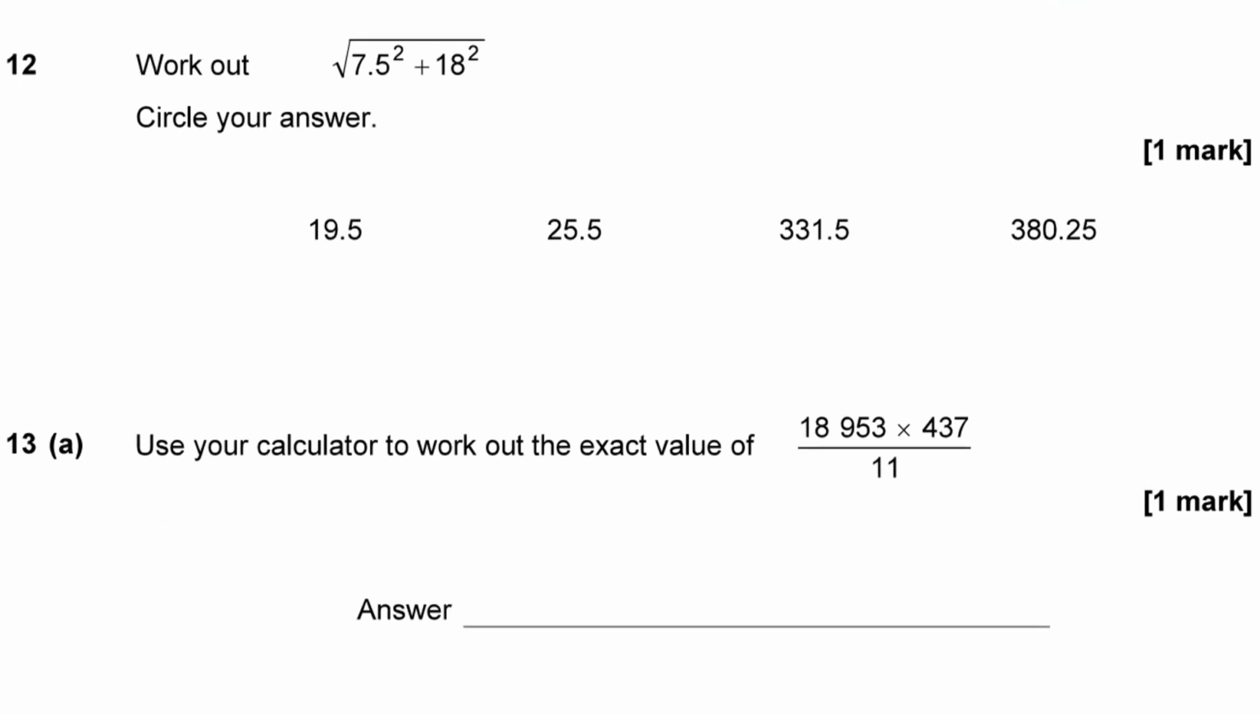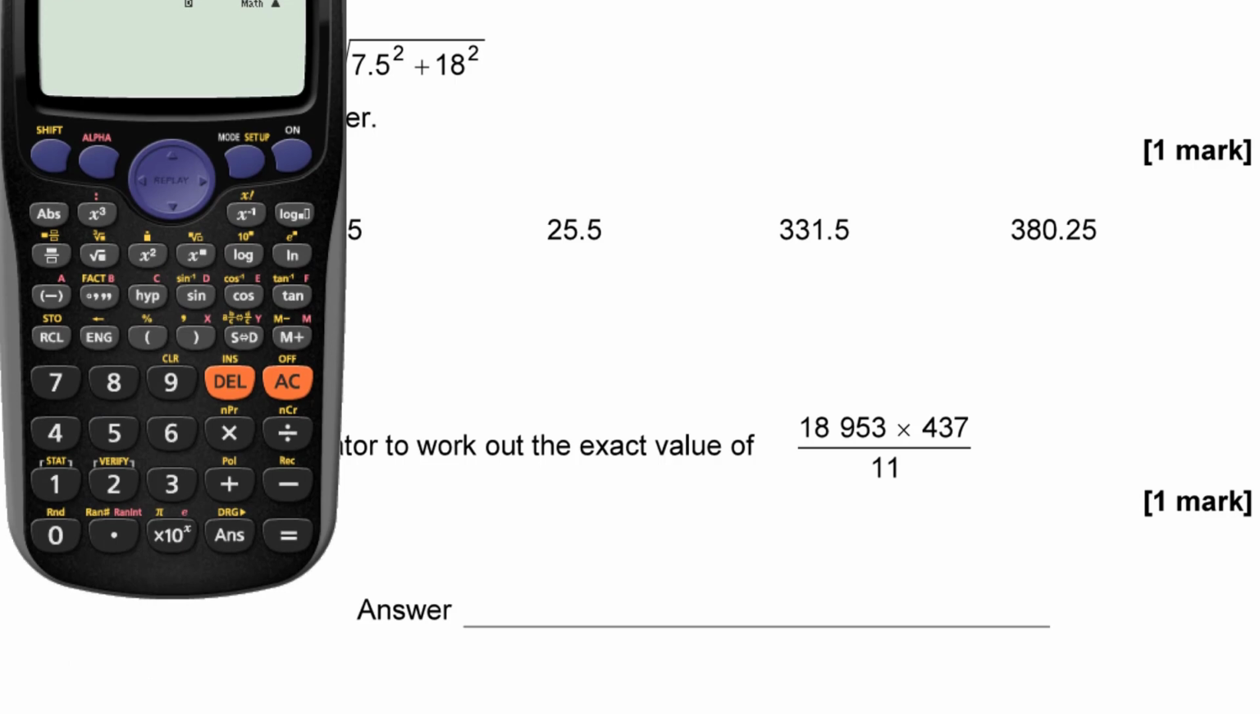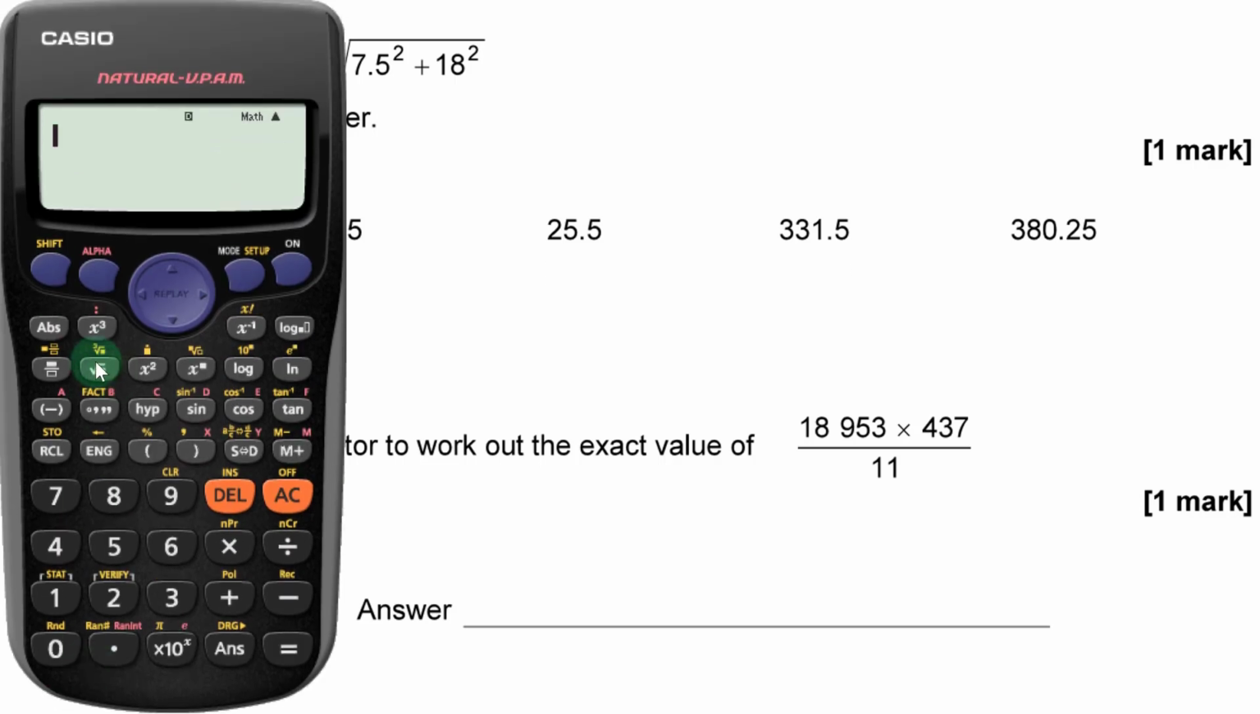Question 12. Work out the square root of 7.5 squared plus 18 squared and circle your answer. Okay, this is clearly a job for your calculator. So let's get the calculator out and type in the square root of 7.5 squared plus 18 squared. Now, if you've got a nice calculator like this one, you can type it in exactly as is on the screen. Press equals and it will tell you the answer, which is 19.5. That one.